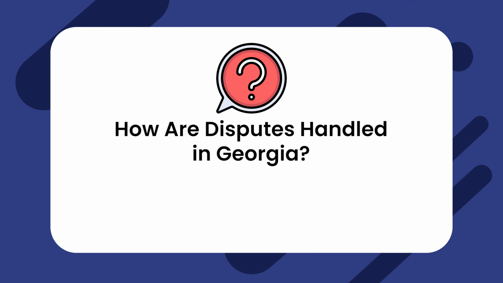Question number 2 is, how are disputes handled in Georgia? Many conflicts between tenants and landlords worth up to $15,000 can be handled in Georgia's small claims court. Evictions are included in this category, and there is no apparent statute of limitations in these matters. Now, if you want, you can enlist the help of licensed attorneys, though this is not mandatory when taking these cases to small claims court.